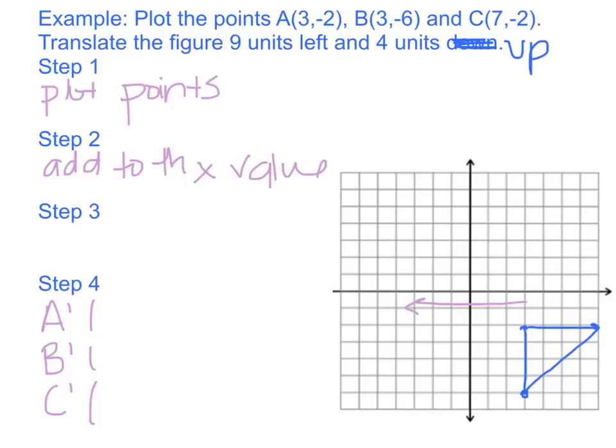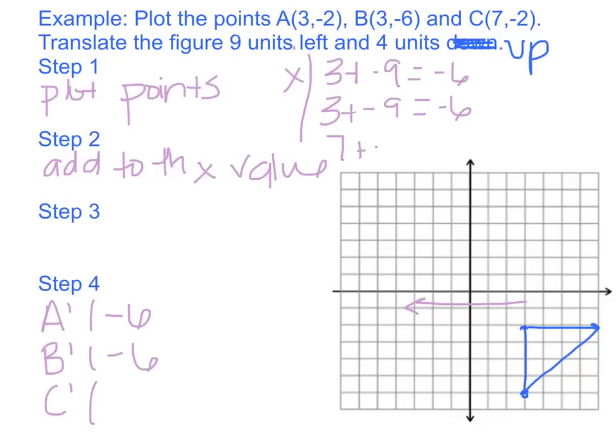So if we started at 3, and we say 3 plus -9, that's going to give us -6. So there's that one. For B, we're going to say, again, 3 plus -9. These are our x values over here, which is going to give us -6. And then we're going to say 7 plus -9, and that's -2.